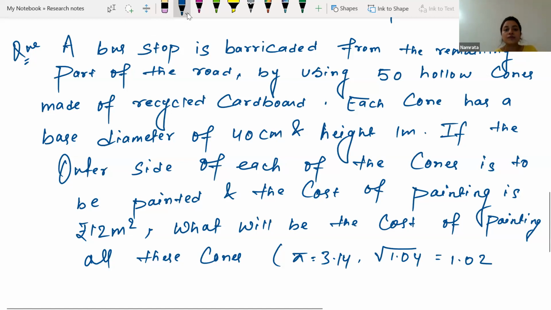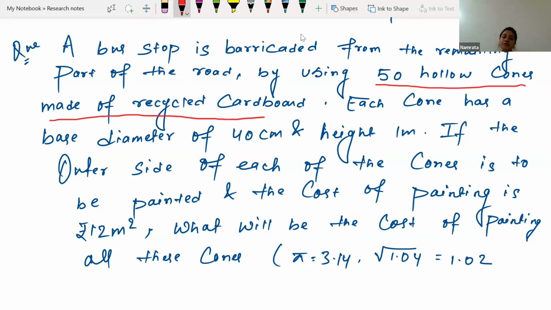So here it says a bus stop is barricaded from the remaining part of the road by using 50 hollow cones. Okay, we are using 50 hollow cones over here, made of recycled cardboard. So 50 hollow cones are there, which are made of recycled cardboard.